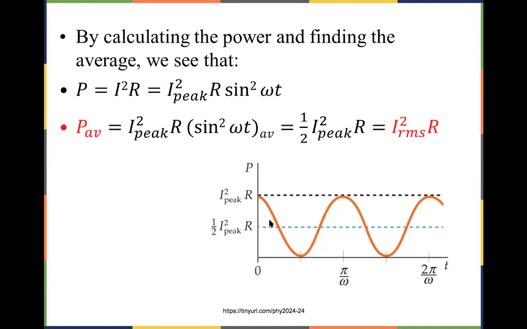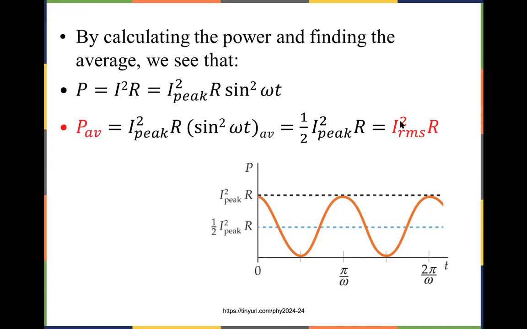Then your average power should be equal to, so this sine squared omega t, average, should be equal to 1/2. So everything becomes 1/2 from here, and your expression becomes 1/2 I peak squared times R, all right? In the previous slides, we saw that 1/2 of I peak squared actually gives you I RMS squared. This you can check on the previous slides.